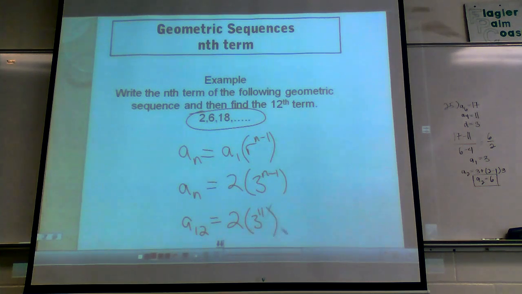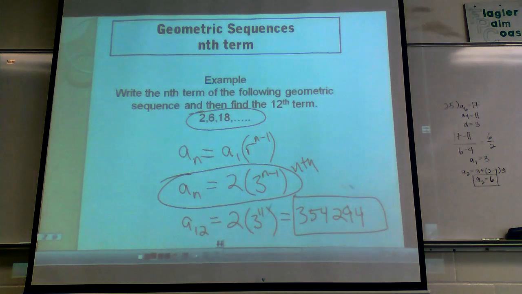Well, 3 to the 11th power is going to be a big number. Then I'm going to double it, so maybe really big. It should be 354,190. Yeah, that's what it should be. All right. So those would be your two answers. That would be the nth term. That'd be the 12th term.